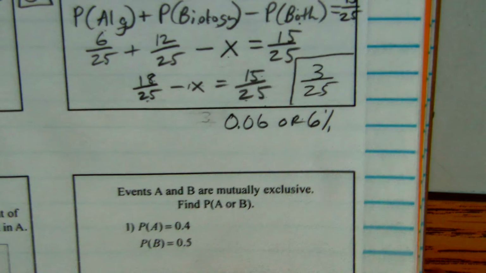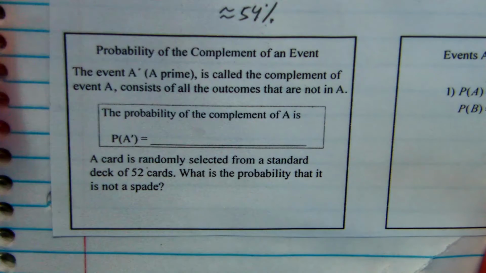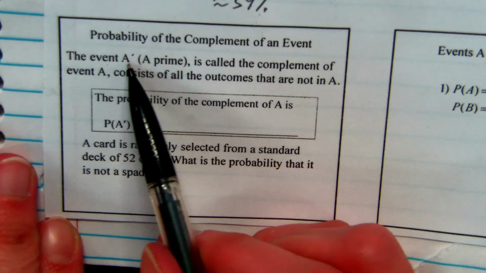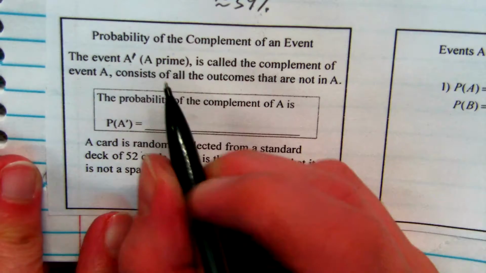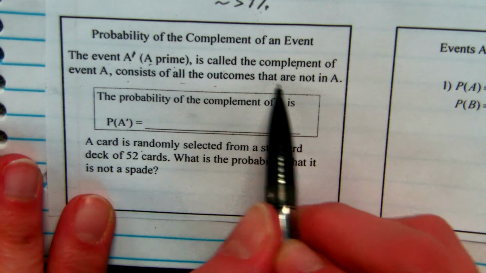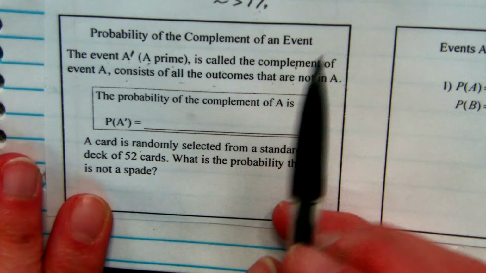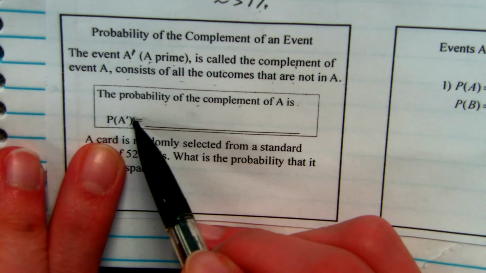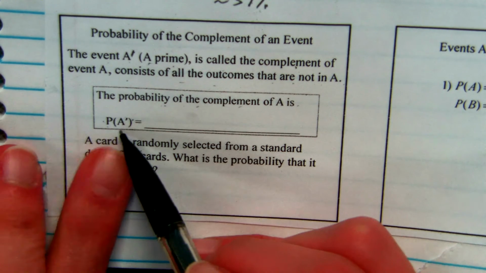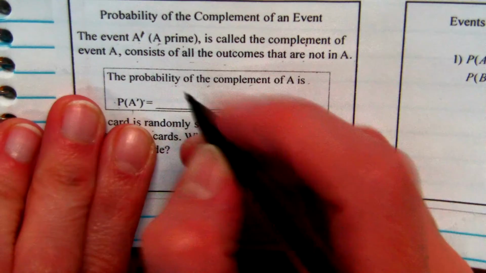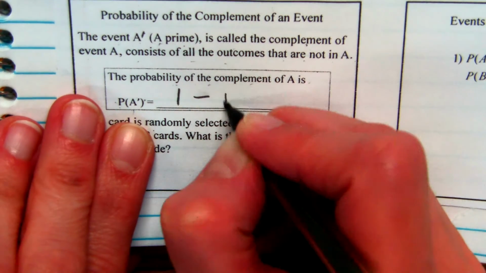All right, so we're going to look at the probability of the complement of an event. So this has got some weird notation in it, but it's not difficult. The event A prime, so this little mark after the A, we read A prime, is called the complement of event A, and it consists of all the outcomes that are not in A. So basically, the probability of the complement of A is written this way: the probability of A prime. So this is like basically the probability that it's not A. And so basically what you do with that is you can take 1 and subtract the probability that it is A.